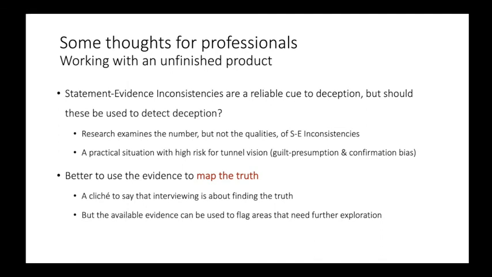So instead of using these cues as a means to detect deception or place some form of judgment on the suspect, I think it's better to see inconsistencies as opportunities to explore alternative or plausible explanations rather than anything else. And one way to consider evidence disclosure, if you will, is to use the evidence as a means to map the truth. And I know that it's a cliche to say that interviewing is about finding the truth, because what does that mean? And how would that help an interviewer? Because basically we're saying you have to walk into a dark room and flick a switch. Okay, so how do I do that? Well, with the available pieces of evidence, I think it might be helpful to consider those as red flags on a map, and that you need to explore each of those flags to better understand the situation.